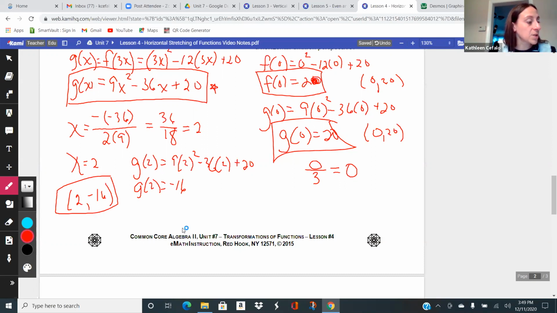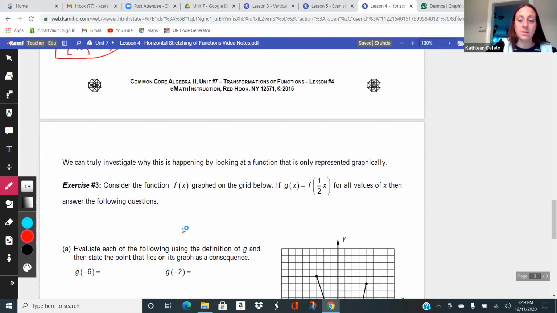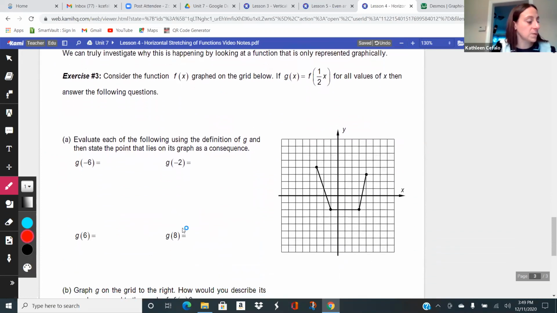All right, so let's go to our next exercise that we have here. On number 3, it says, consider the function f of x, and it's graphed on the grid below. G of x is our new graph that we're going to make, which is our current graph, but 1/2 x for all values of x.